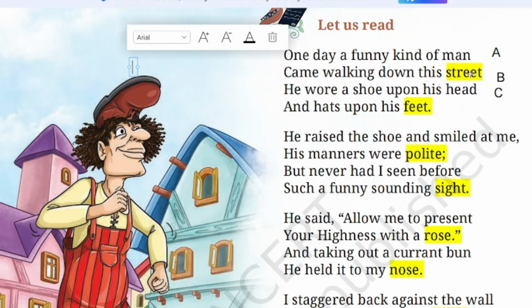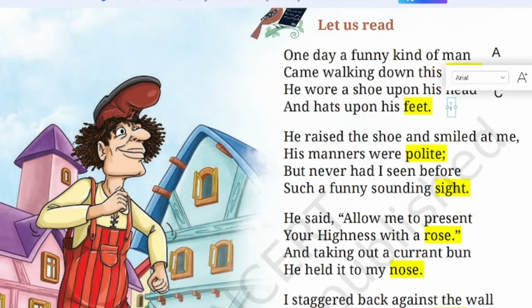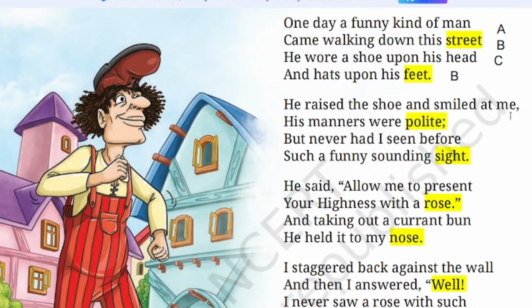So now you see man I gave A, street I gave B, head I gave C. Feet. You see street and feet are rhyming words, isn't it? For street I wrote the letter B. So for feet I will write the letter B. So what is the rhyme scheme? A, B, C, B.